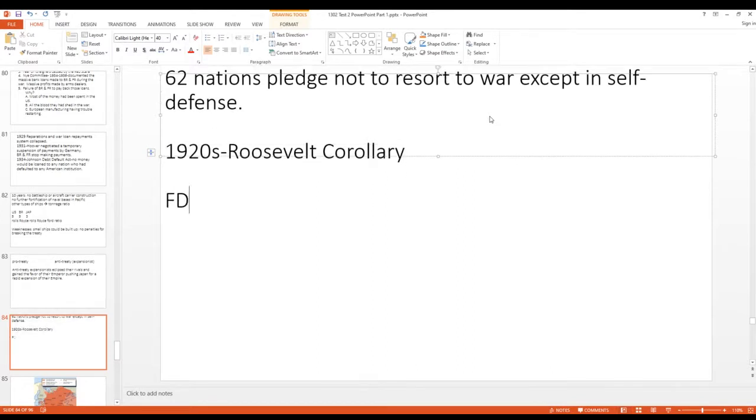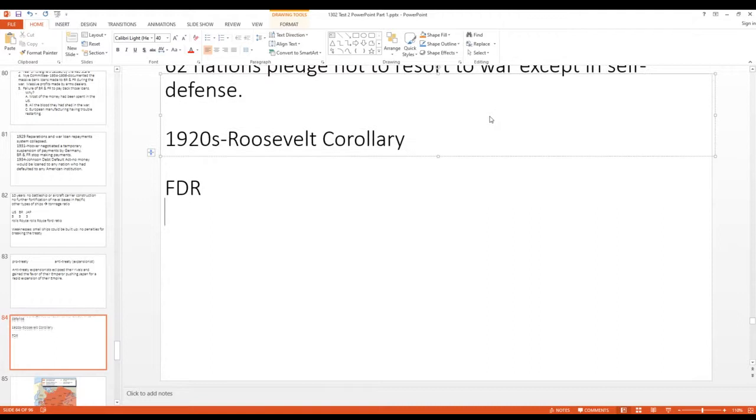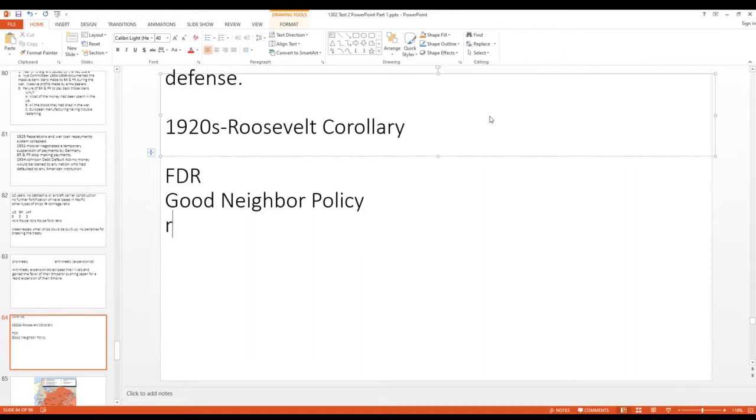Under FDR, the United States officially announced what was called a good neighbor policy. This involved renouncing the Roosevelt corollary, so the U.S. would no longer operate under the Roosevelt corollary. This is in 1934.